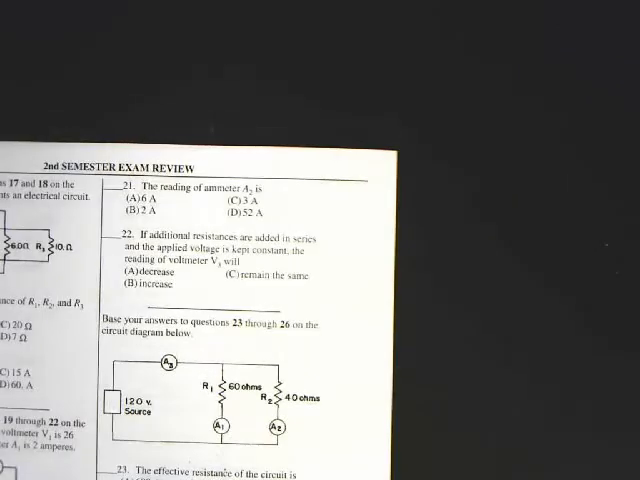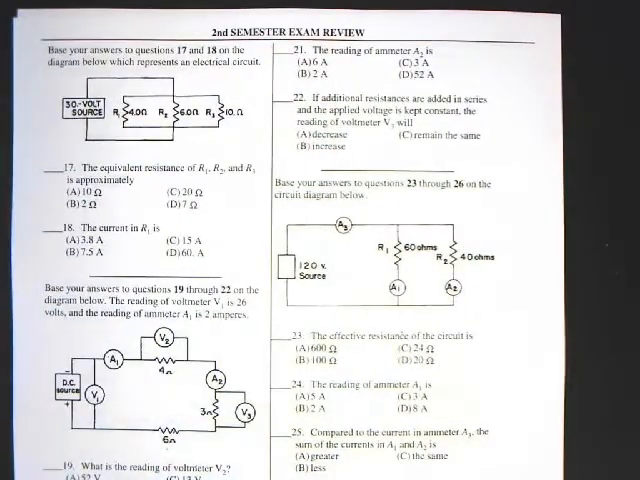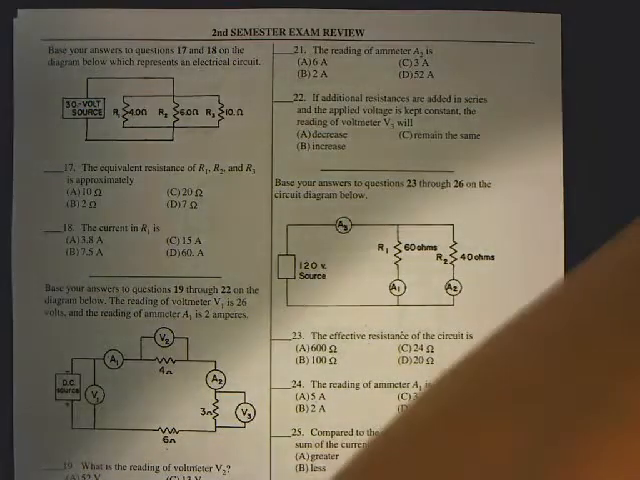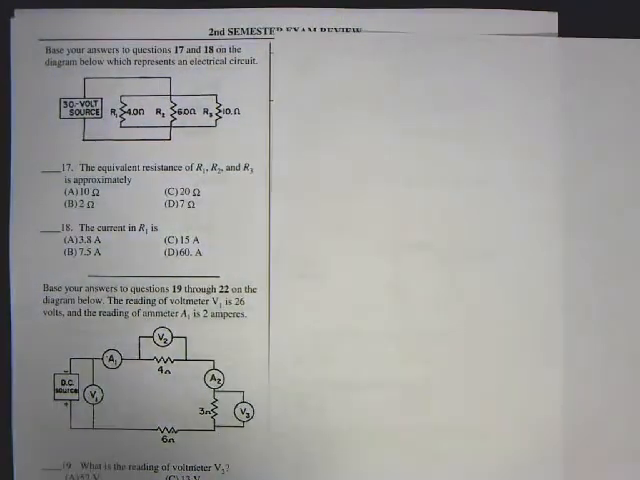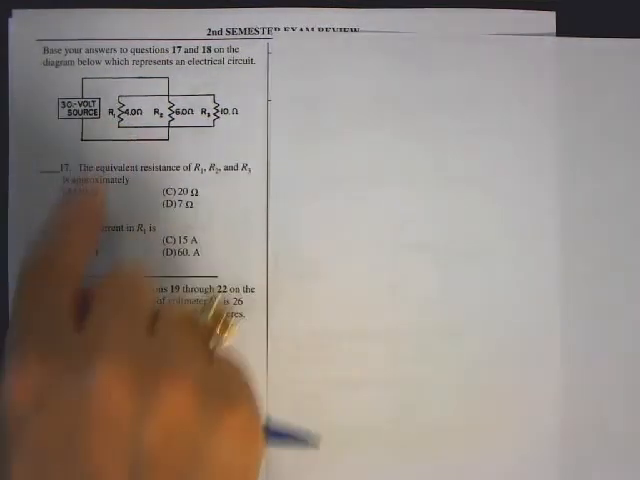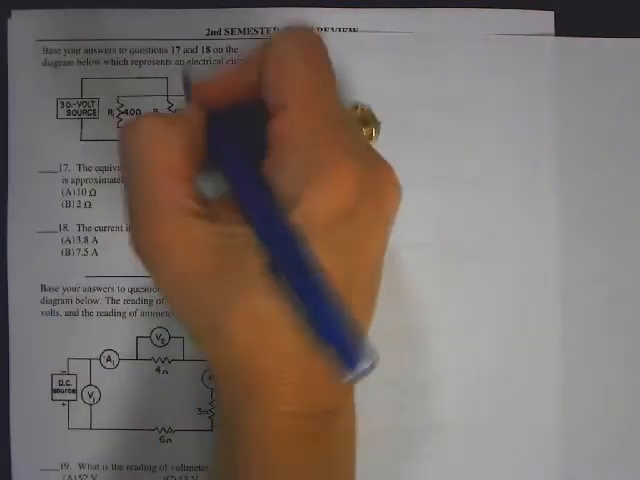Okay, number 17. Okay, so now we're into circuits. It says base your answers on this. So there's two questions for this one diagram. First of all, when I look at a circuit, I'm going to say there's no combination circuits on the test. It's either series or parallel. So the first thing I'm going to say to myself is, is it series or is it parallel? So this is parallel. That's the first thing I need to know.